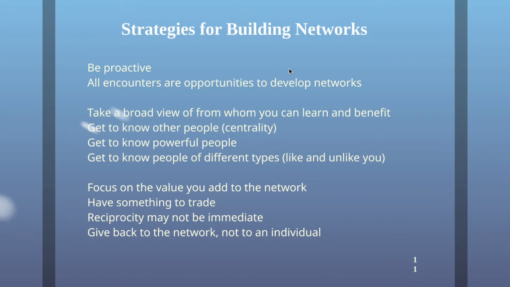So remember, you've got a task network, you have an advice network, and you have a trust network. Having all three of those networks, understanding that, hopefully will allow you to see that you need to have a broad view of from whom you can learn and benefit, because those three networks are always happening at the same time, and you never know who might be a part of one of those three networks. Get to know other people. This will enhance your centrality in general. Get to know powerful people, and get to know people of different types, people like you and people unlike you.